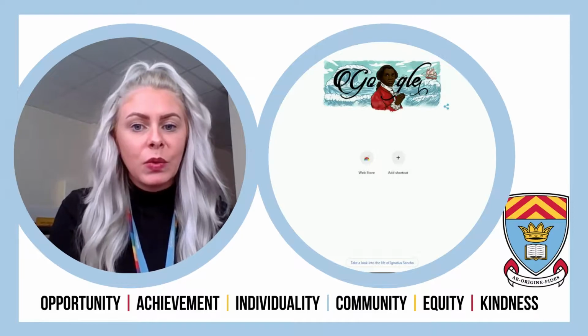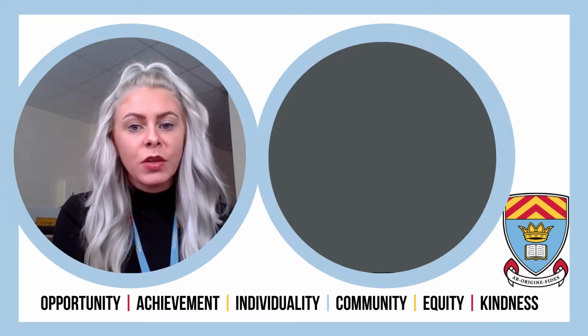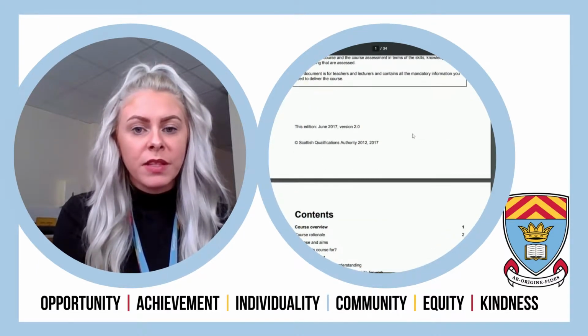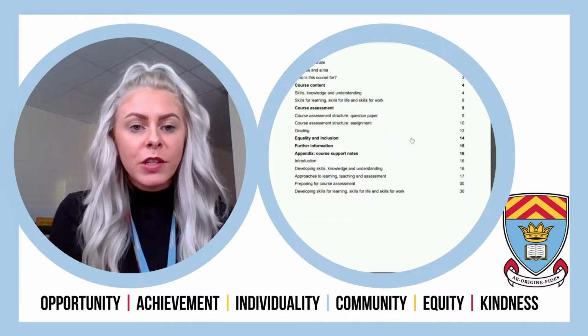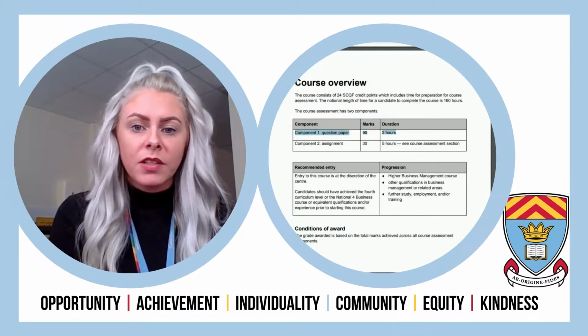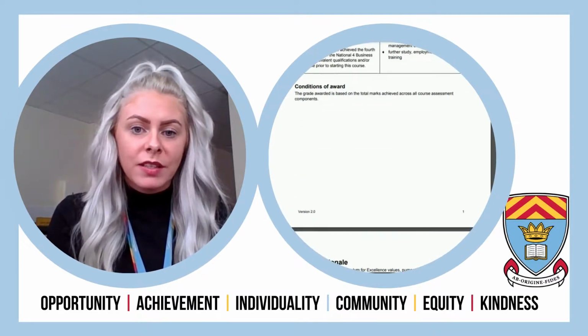If you would like to know what is included in each of the units in a little bit more detail, you can do so easily by searching Google for SQA Nat 5 Business Course Spec. The first link should take you to a document that looks like this. It explains how the marks are allocated for the exam and the assignment which is done in class.